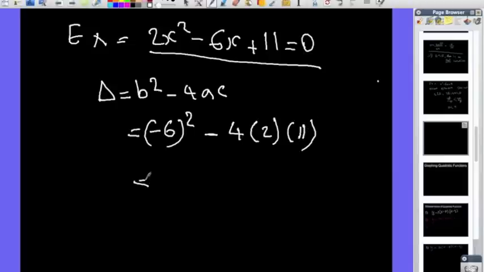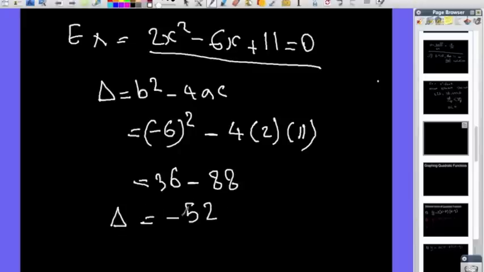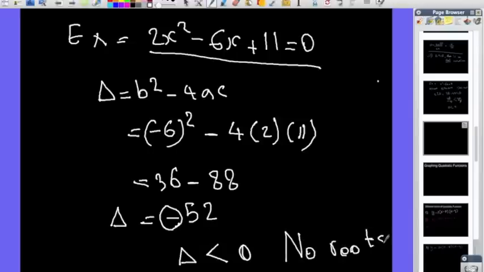So 36 minus 4 times 2, which is 8. 8 times 11 is 88. This gives us negative 52. Delta equals negative 52. So now we know that delta is less than 0 because it's negative, right? So this means that there are no roots, no solutions.